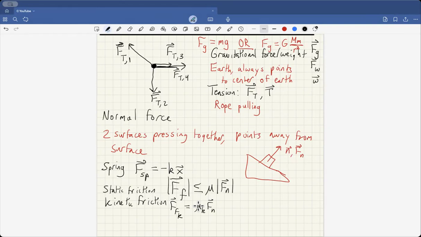Because its only purpose is to prevent your two objects from sliding against each other. And we'll see then some examples. Kinetic friction always has to be equal.